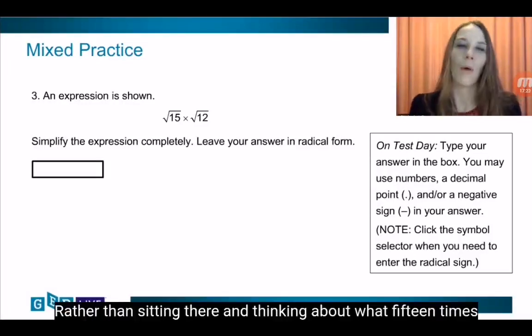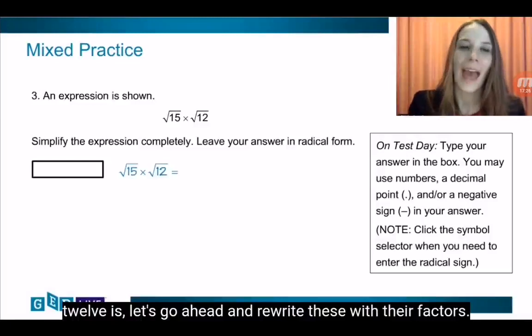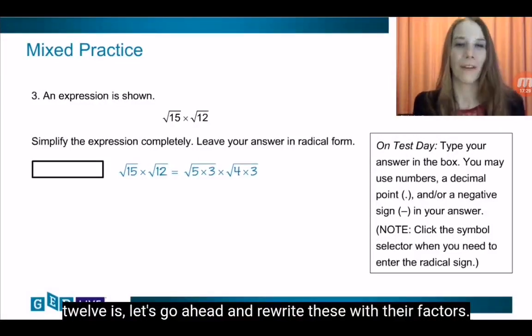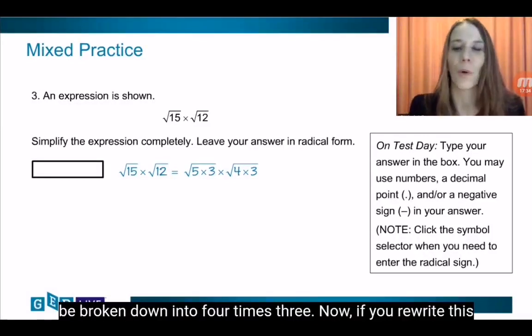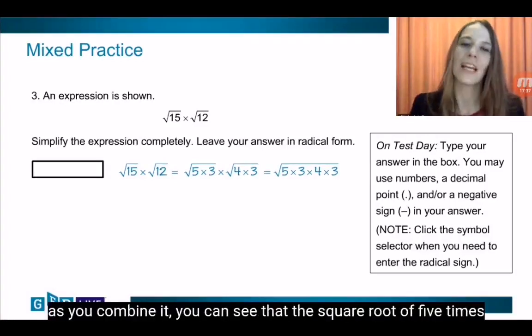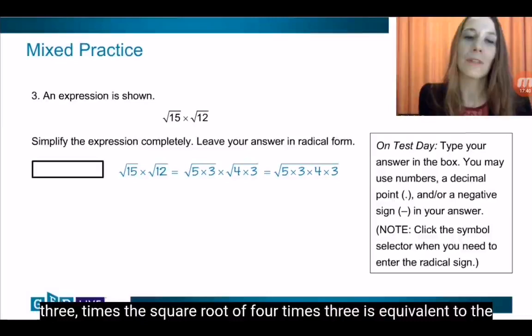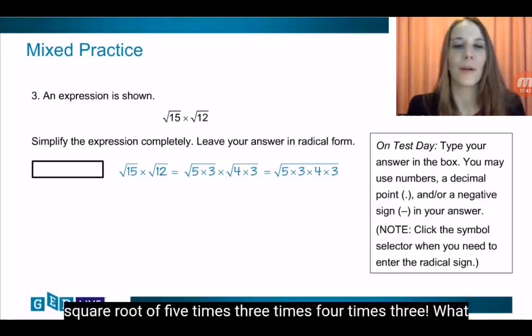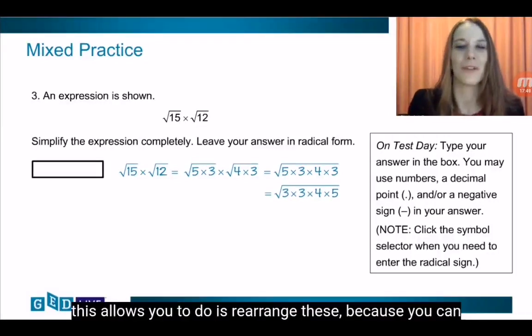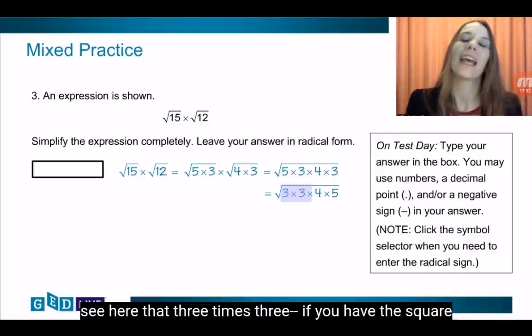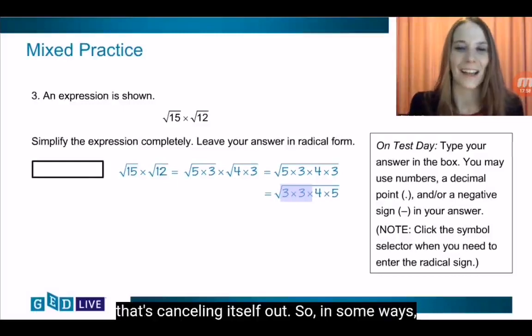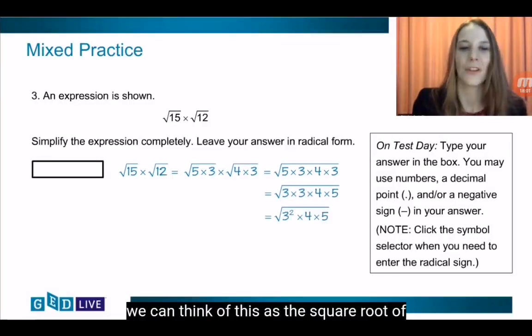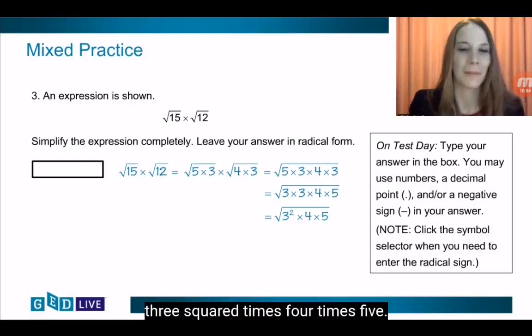Rather than sitting there and thinking about what 15 times 12 is, let's go ahead and rewrite these with their factors. So 15 can be broken down into 5 times 3, and 12 can be broken down into 4 times 3. Now if you combine it, the square root of 5 times 3 times the square root of 4 times 3 is equivalent to the square root of 5 times 3 times 4 times 3. What this allows you to do is rearrange these, because you can see here that 3 times 3, the square root of something multiplied by itself, is canceling itself out. So in some ways we can think of this as the square root of 3 squared times 4 times 5.